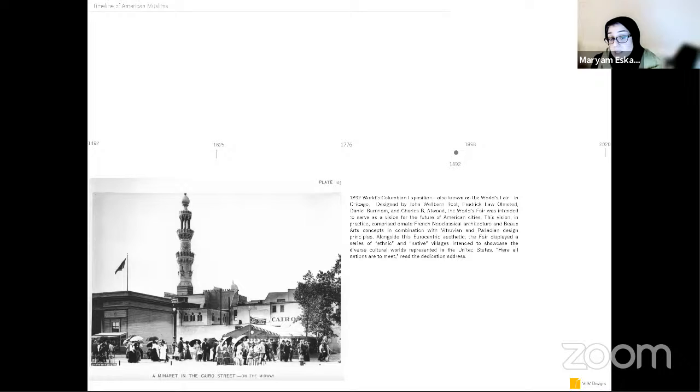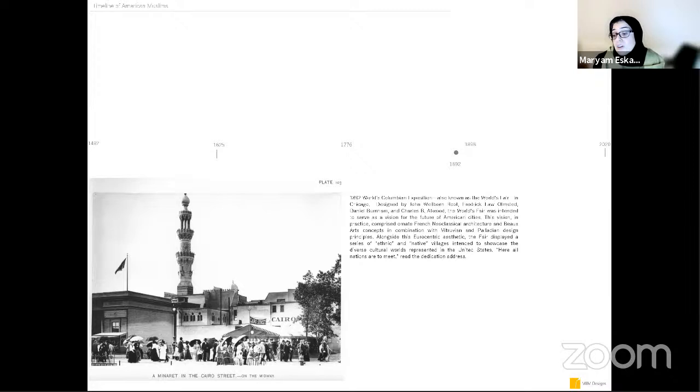And when they decided to celebrate Egypt, they decided to create a Cairo Street. And the very first thing that they did was they decided to create a mosque to represent Muslims and Islam itself. But the sad thing about it is that although this was supposed to replicate a mosque in Cairo, the activities that were happening in 1892 and the view that people had on Muslims themselves were not very open.